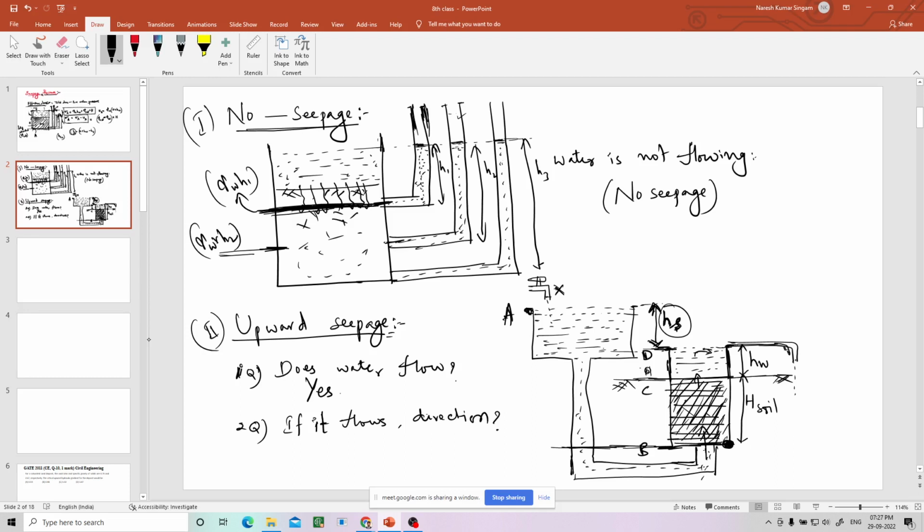We will calculate. For that, I'll use the tube concept and put a tube at this point, a tube of enough height. Now when I put the tube here, water will enter this tube also with some water pressure. What is that water pressure? Can you tell me what is the water height in this tube? What is the water height in this tube?